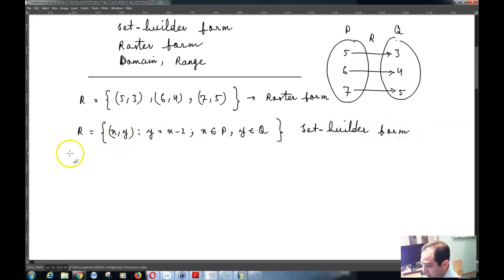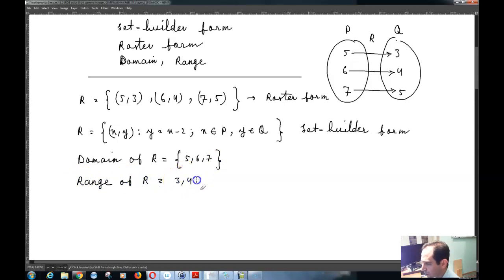And the domain of R is basically 5, 6, 7, and the range of R is 3, 4, and 5. So the answer to number 4: R is equal to {(X, Y) such that Y is equal to X minus 2, for X equal to 5, 6, and 7}.